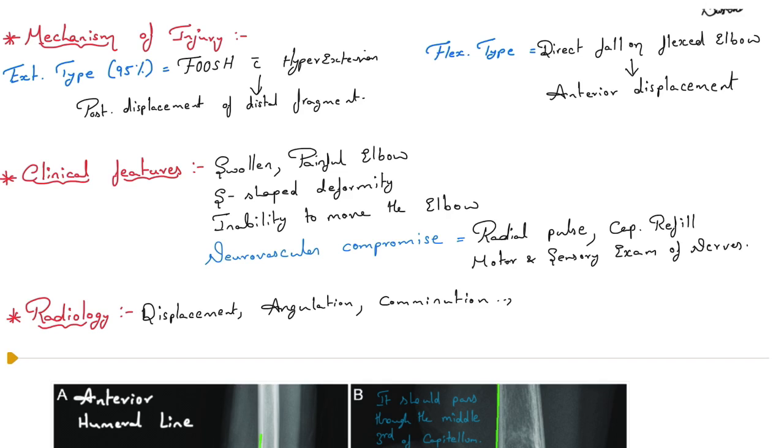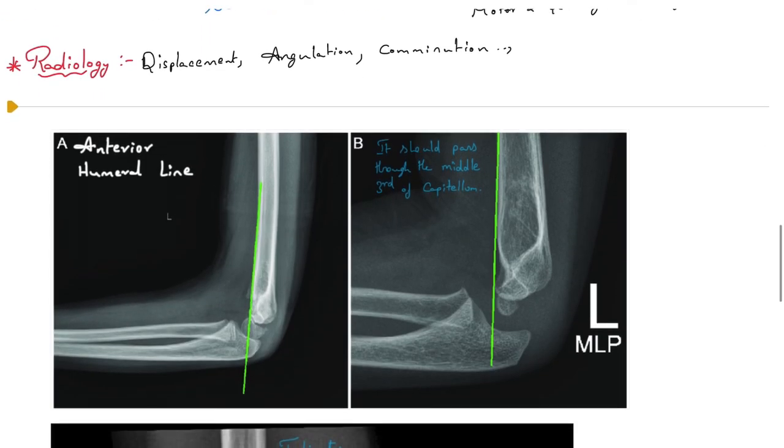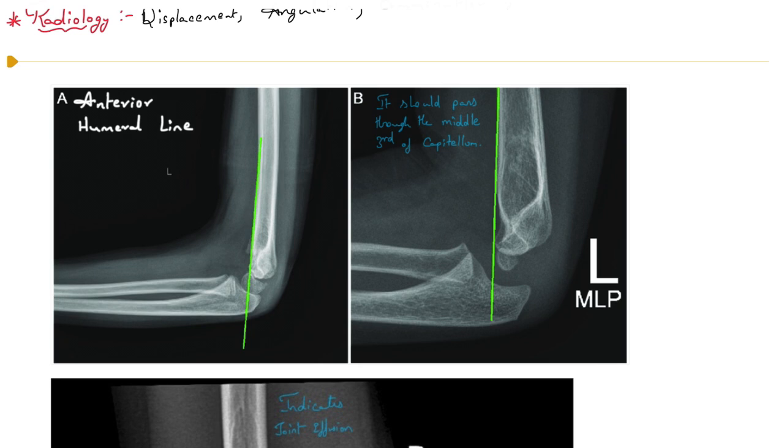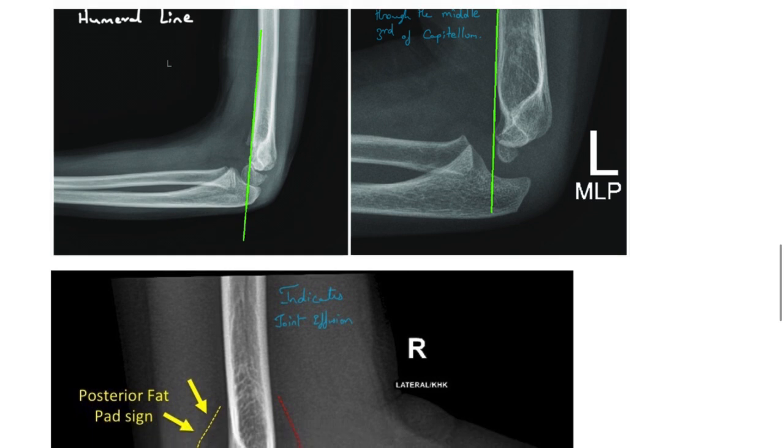Okay, next one, radiology. In radiology, first of all, always we have to see the displacement. In the X-ray we can see displacement, some angulation and combination. In this first X-ray we can see the anterior humeral line, an imaginary line we draw from the humerus. If the fracture is beyond that anterior humeral line, then we have to think about type 1 fracture. This imaginary line should pass through the middle third of the capitulum. If it's not passing, it means some displacement happened.